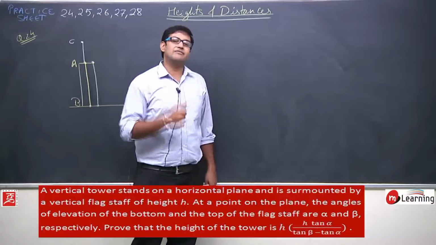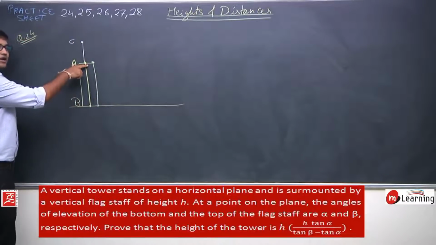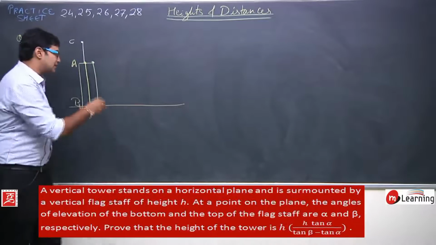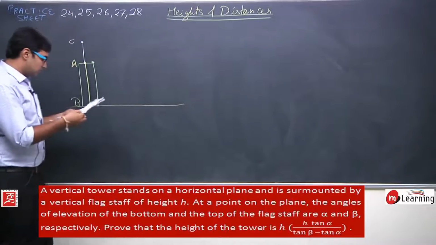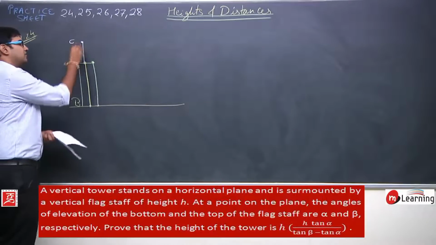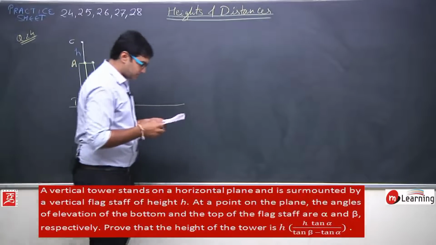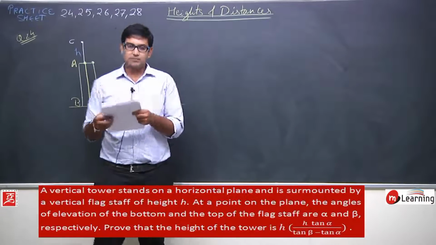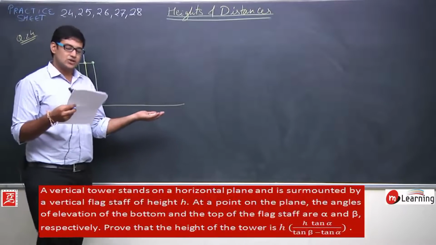So what conclusion can we draw from this diagram? That the top of the tower and the foot of the flagstaff are the same. That is A point. They are coinciding. And it is given that the height of this tower is h units.